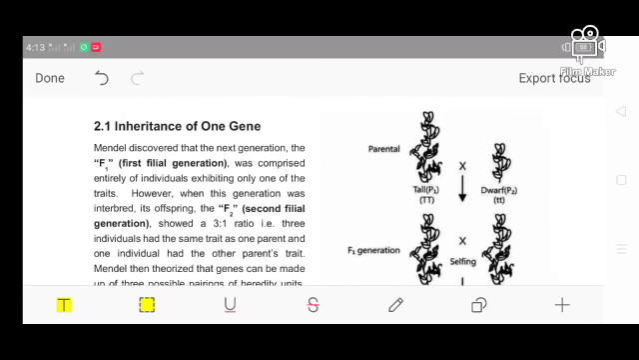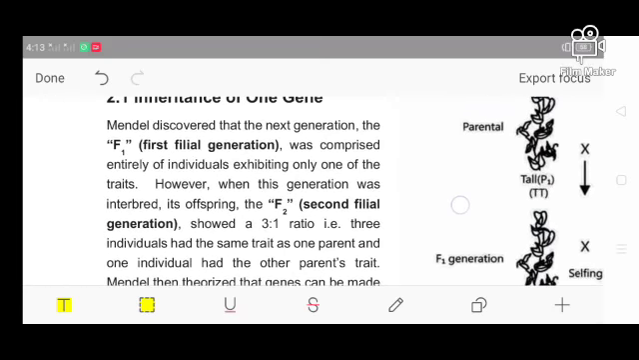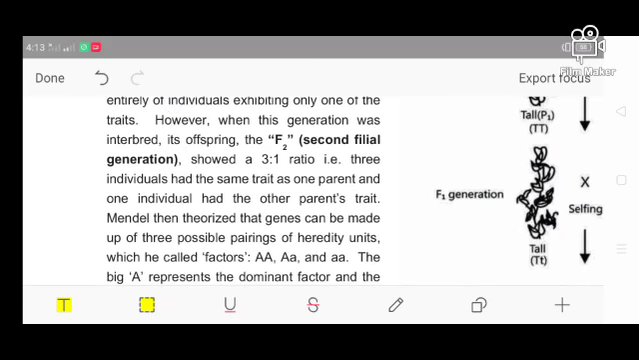After that, the inheritance of one gene. What is the inheritance of one gene? Mendel discovered that the next generation, the first filial generation, comprised entirely of individuals exhibiting one of the traits, a very important thing. However, when the F1 generation was interbred among itself, its offspring, known as the F2 generation or second filial generation, showed a 3:1 phenotypic ratio.